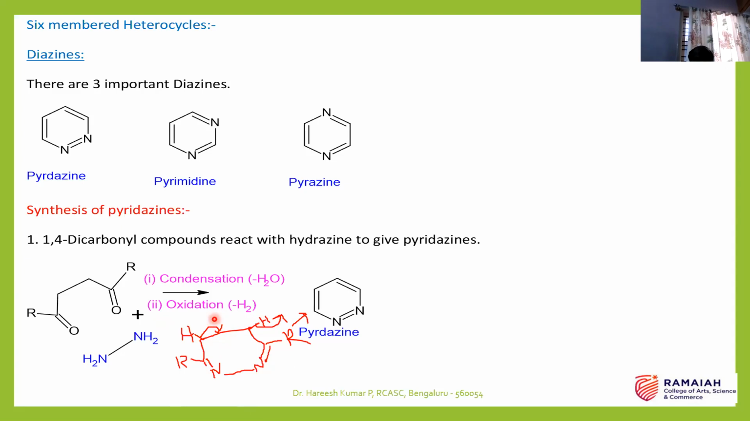oxidation. I think you know that oxidation is nothing but removal of electrons, removal of hydrogen, or addition of oxygen. So in this process, there is removal of hydrogen. You can consider that this is a double bond, and this is an allylic hydrogen. It can be dehydrogenated by using an oxidizing agent, maybe DDQ. DDQ is the better one. So H2 is removed, and the product obtained is called pyridazine.